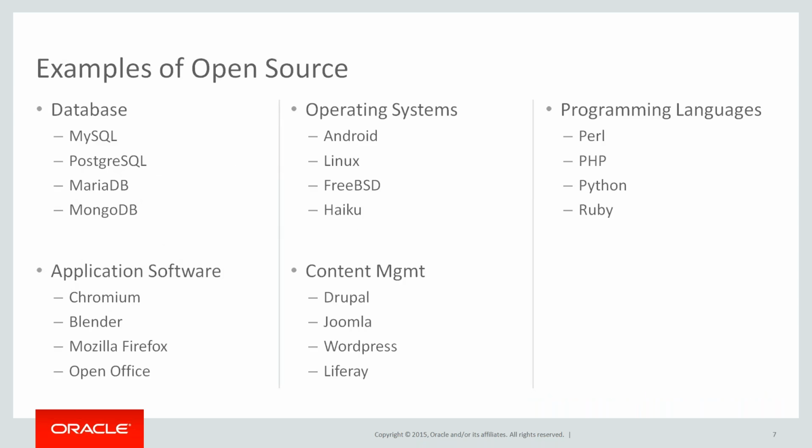All right, so just some examples of open source, to get everyone familiar in case you still have questions. We're looking at some of the different product types here. With database, you obviously have MySQL, and you also have Postgres, Maria, Mongo. Operating systems, I'm sure you're familiar with the first two, which are super popular: Android, Linux. Open source programming languages, you have the three Ps: Perl, PHP, Python, and also Ruby. Then application software, and then content management. So again, just some examples of open source software.